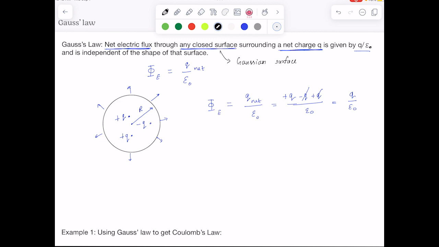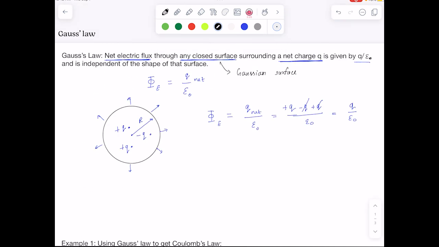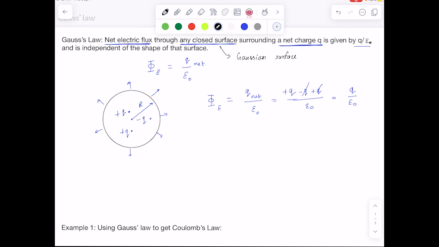Okay, so if you imagine a Gaussian surface, if you know the net flux through that surface, then that is equal to the net charge inside that surface divided by epsilon naught.